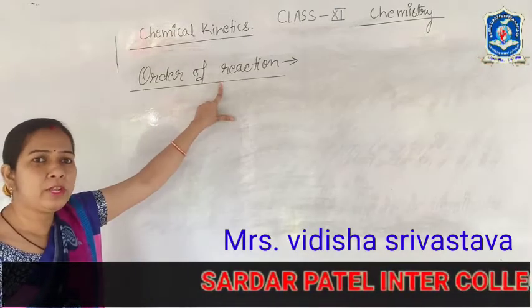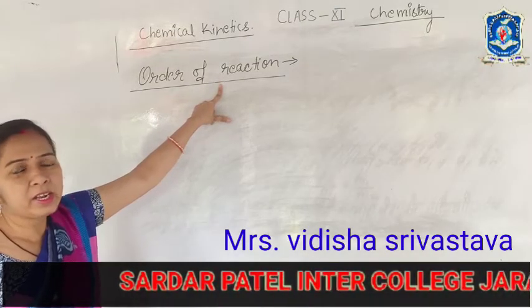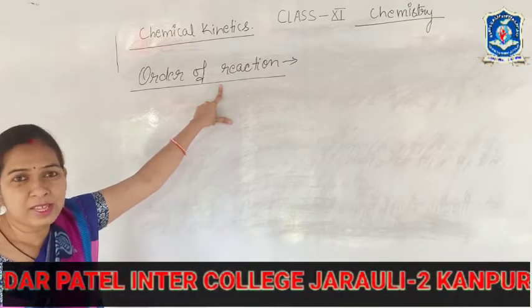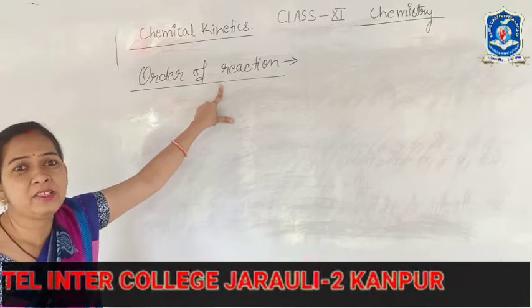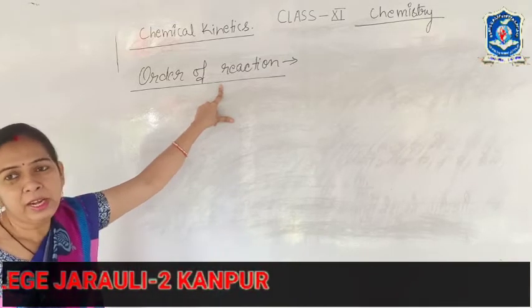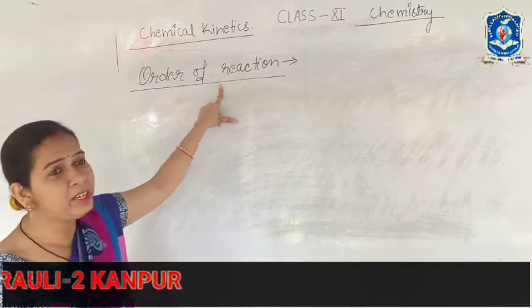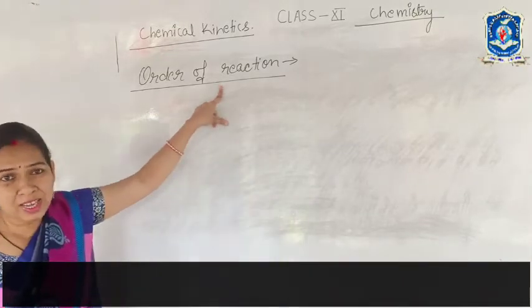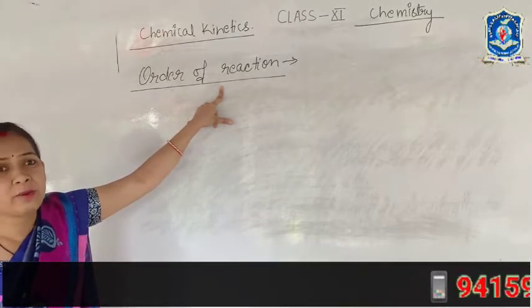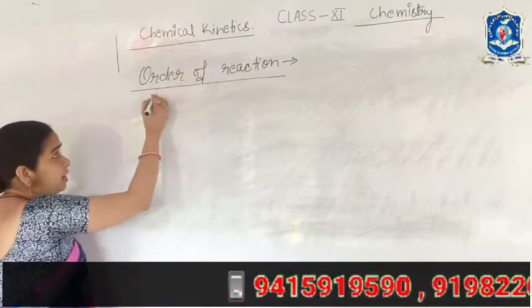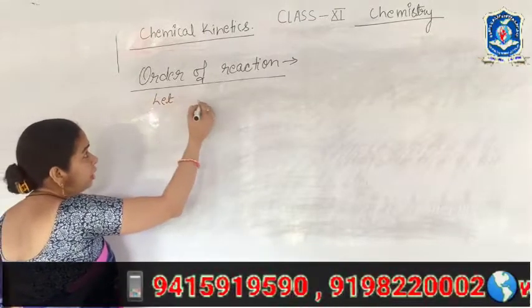What is order of reaction? It is the concentration of reactant molecules present in a rate determining step. Again, the concentration of reactant molecules present in a rate determining step is known as the order of reaction.